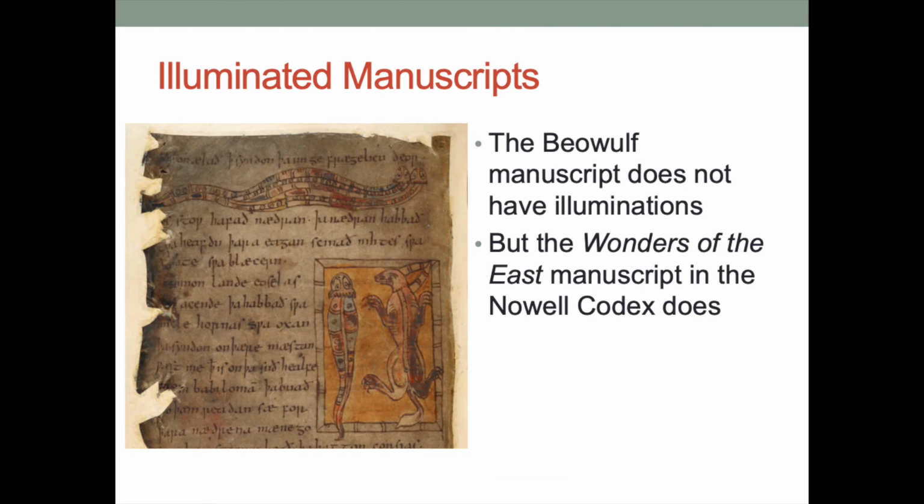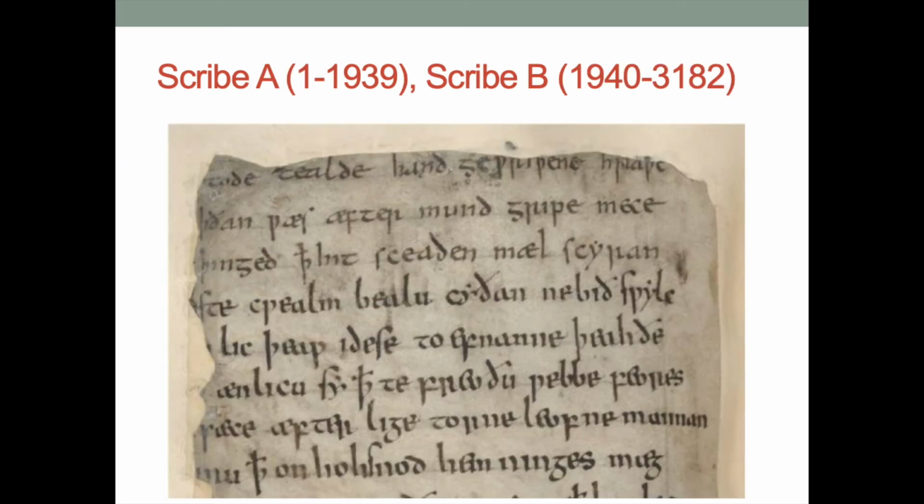So that's about it for problems with paleography in the Beowulf manuscript, but just 2 last notes. Sadly, Beowulf does not have any illuminations. There are only illuminations for the other books in the Codex. And there are 2 scribes to Beowulf, so it wasn't finished entirely by one person. Scribe A wrote all the way up to line 1939, and then Scribe B takes it to the end.